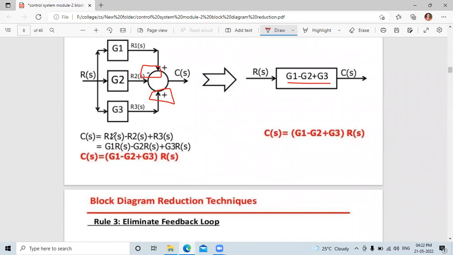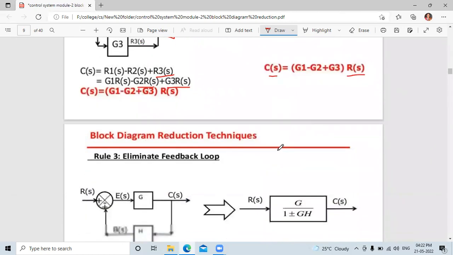But what is the value of R1(s)? G1 into R(s). R2(s) value is G2 into R(s). R3(s) value is G3 into R(s). Finally, we can write like this: C(s) equals G1 minus G2 plus G3, into R(s).